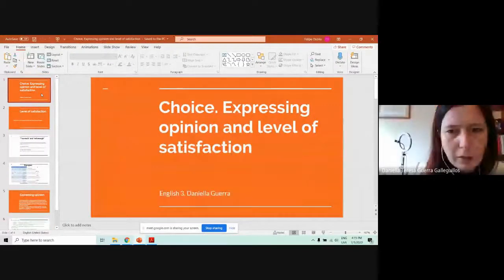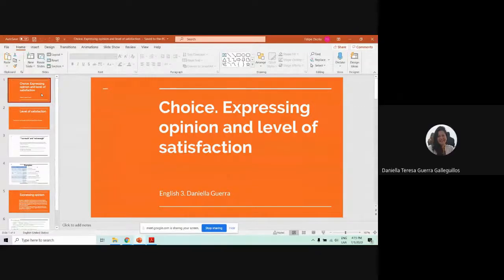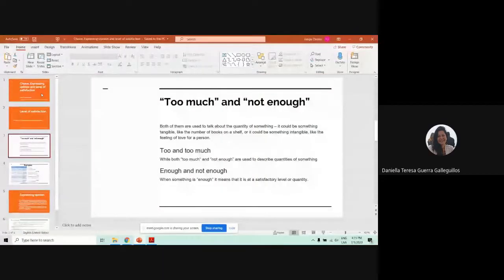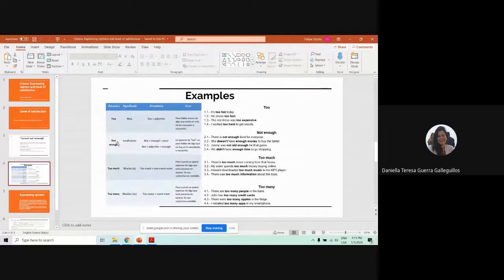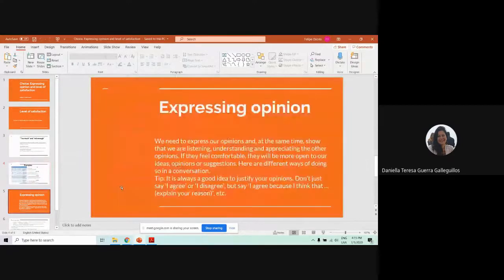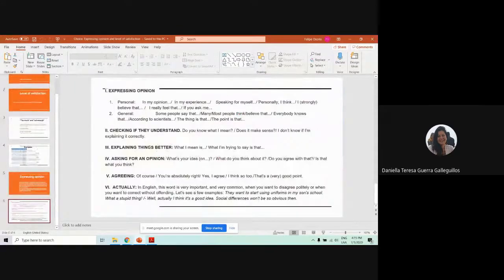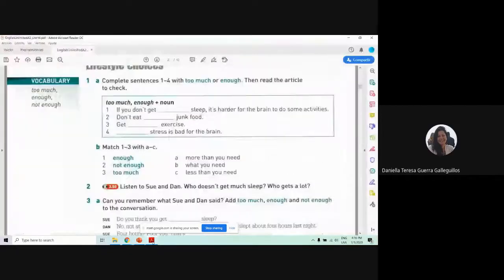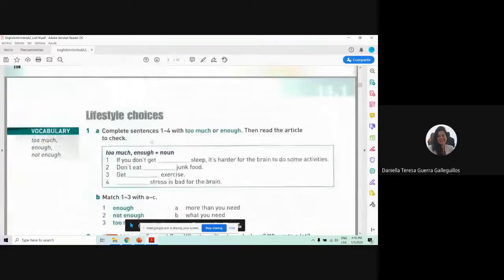Okay, as I was saying, expressing opinion and levels of satisfaction. Too much, not enough. For levels of satisfaction, revise the concept of enough, not enough, too much, too many. That was explained. Expressing opinion with different options so that you can revise them and check the one that fits you better. Now, in relation to the book page, now you can see it, right?